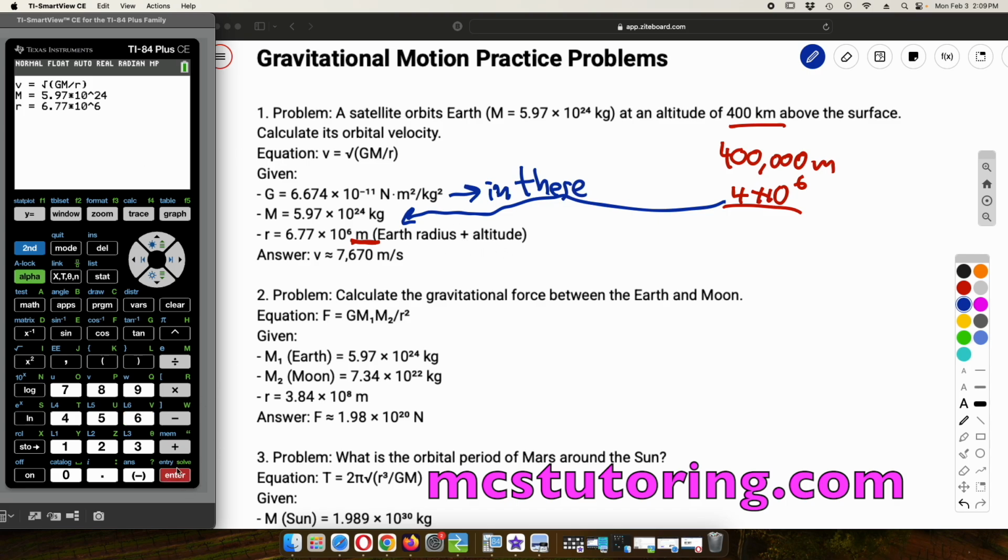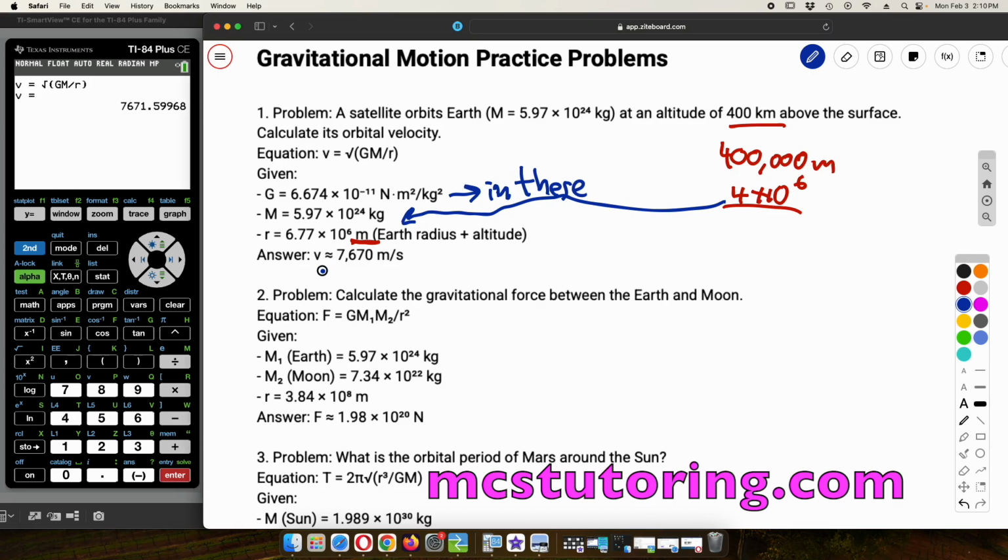But here we go. Velocity 7671. Now see, this is an approximation thing. It looks like an equal sign that's trying to dance. 7670, that's cool, in meters per second. Again, you guys are going to have to memorize your units. I don't have it on this version of the physics program.